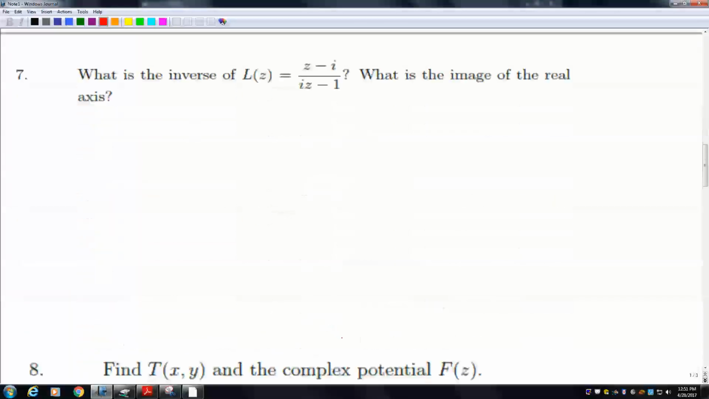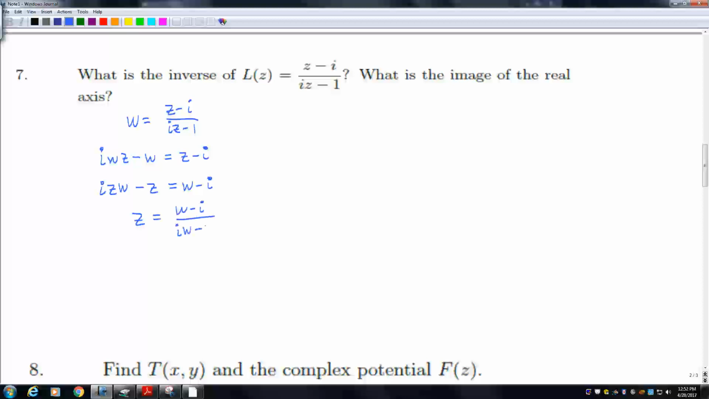Number 7 is looking again at a linear fractional transformation. If I want the inverse, here is my function, and I just want to solve for z as a function of w. So let's multiply this over to the other side, and let's get the z terms together and get the w terms over here, so I can factor out z on this side, so I have w minus i over iw minus 1.